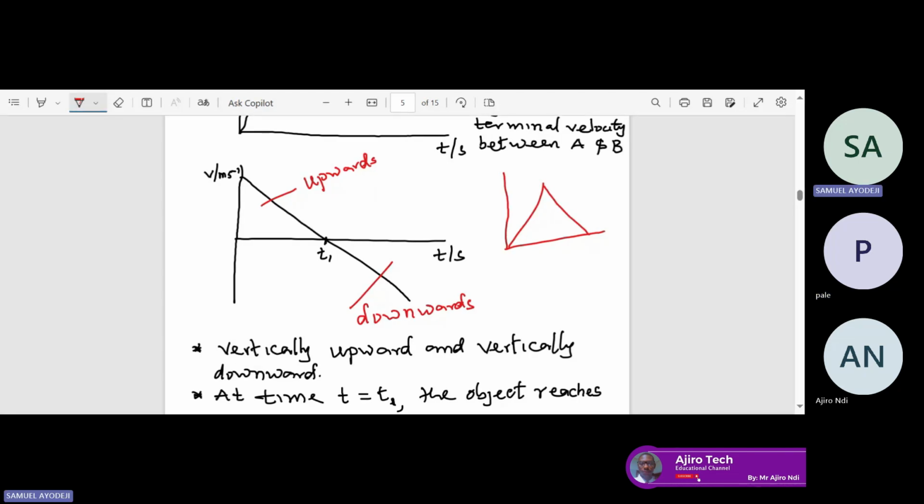When they ask you to calculate the velocity at the maximum height, they're asking you to calculate the horizontal component. Why? Because there is no vertical component at maximum height. Is it making sense? Sir, can you please go over it again?